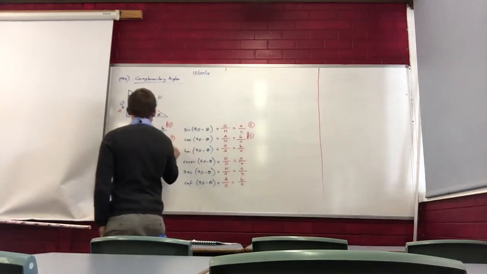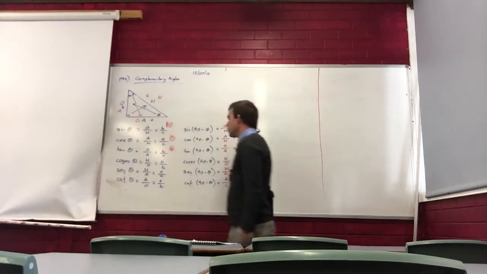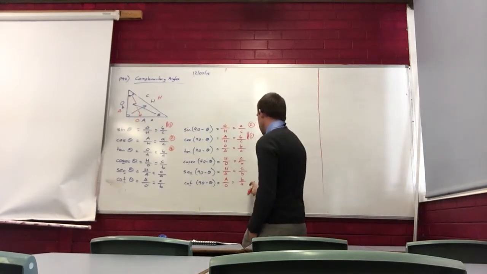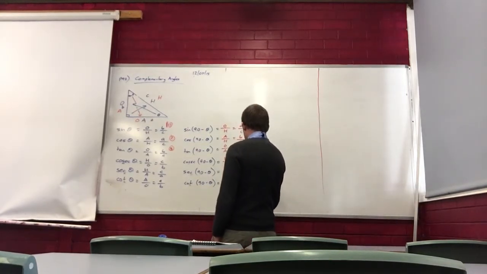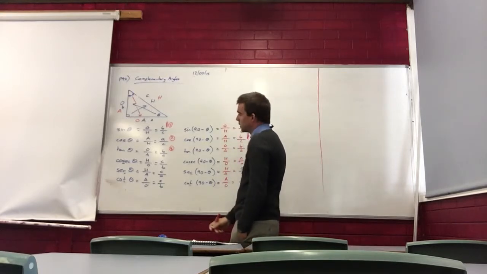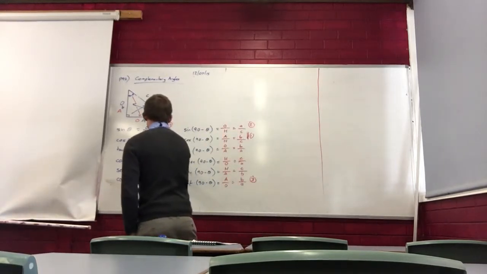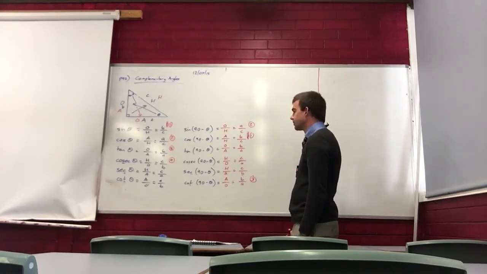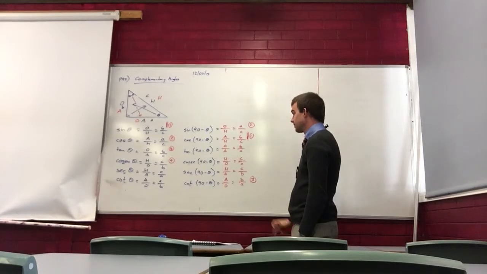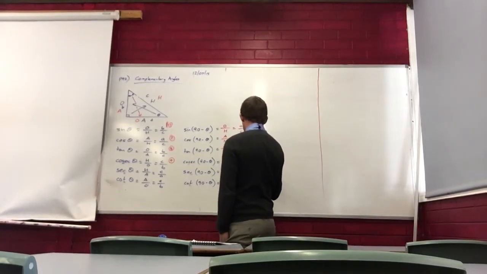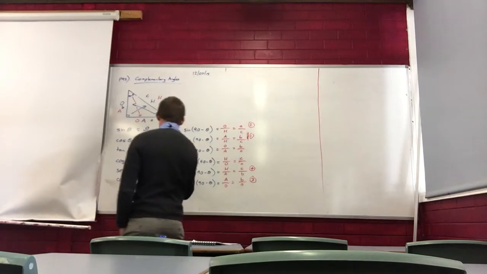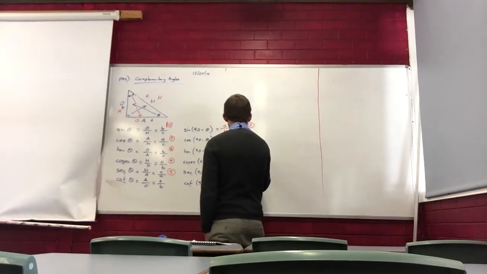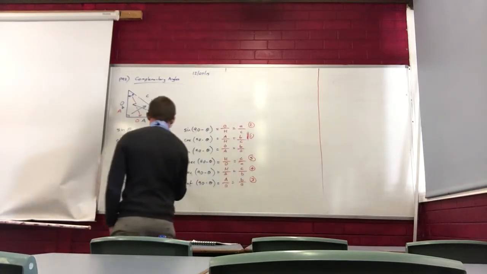Tan of theta equals what on the other side? Cot. The tan of theta is equal to cot of 90 minus theta. Cosec of theta is equal to what? Sec of 90 degrees minus theta. Sec of theta equals what? Cosec of 90 minus theta. And cot of theta.